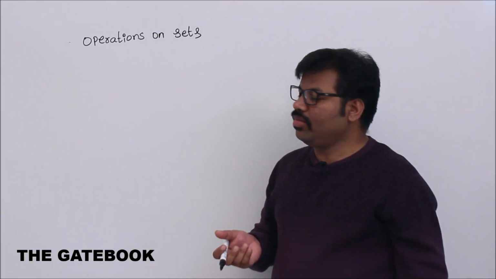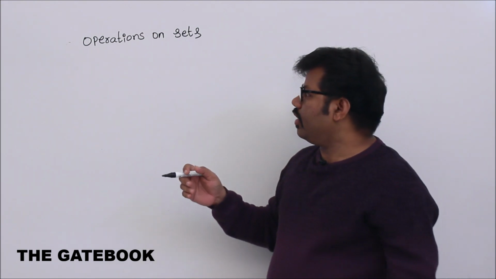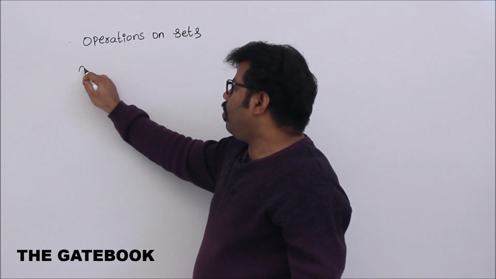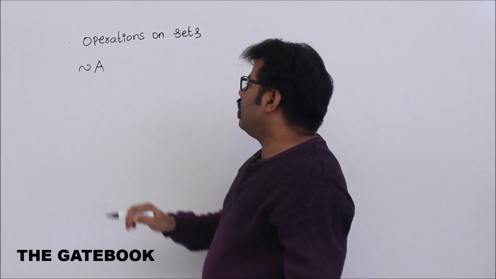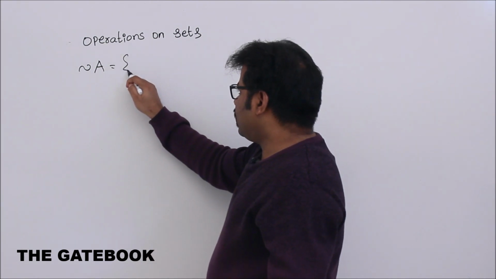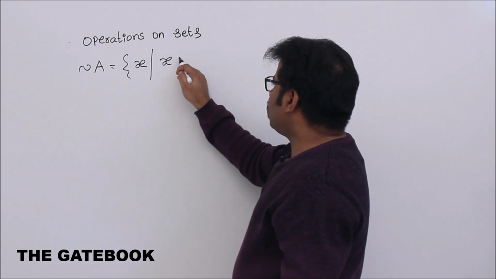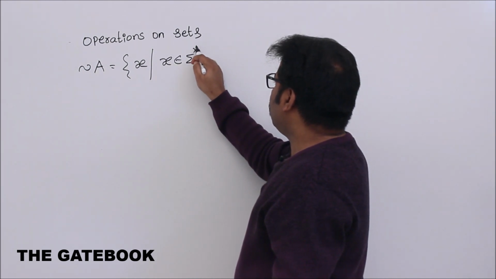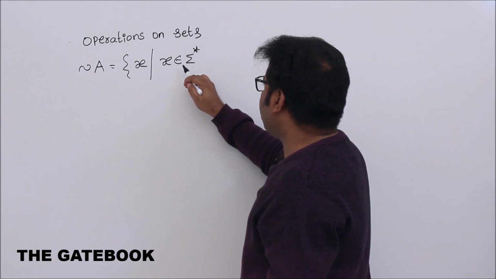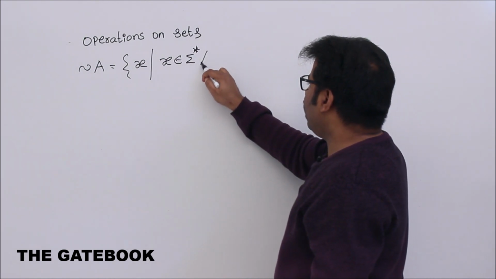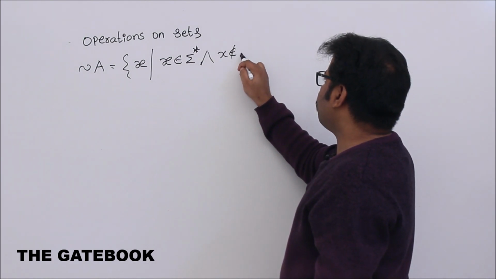Some of the operations like union and intersection, you already know about them. So the other operations I define, for example, complement of a set. Complement of a set is defined like this: collection of strings x such that x belongs to sigma star. That means x is one of the possible strings in sigma star. Second one, and x does not belong to A.